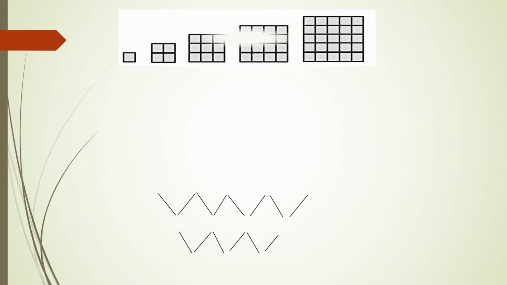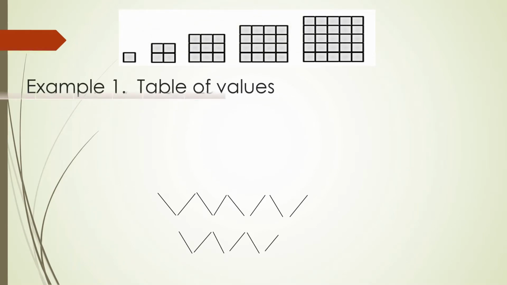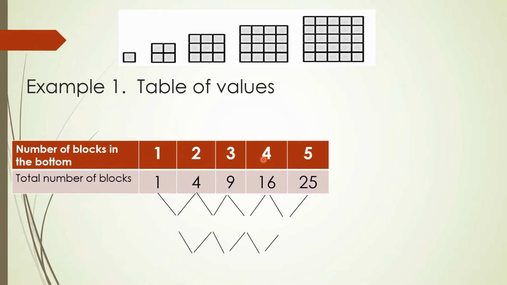Okay, I will give you an example representing the table of values. So on the table of values, first we have the figure here. We have 5 figures on this table of values, so we have number of blocks in the bottom and the total number of blocks. In the number of blocks in the bottom, we have 1, and the second one is 2. The third figure is 3. The fourth is 4. And the fifth figure is 5. That is the number of blocks in the bottom.